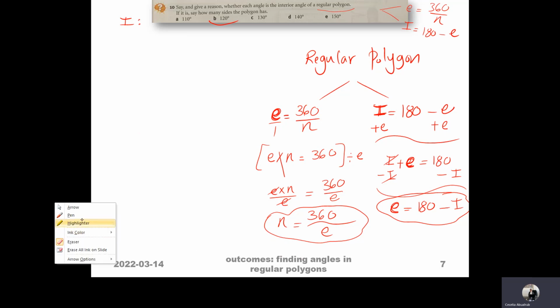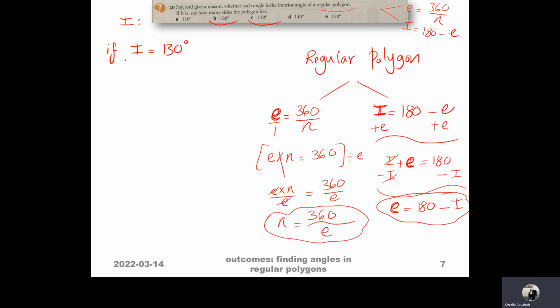All right, and let's do the 130 now. So if I is equal to 130 degrees, then we can find E is equal to 180 minus I. This is the formula. So E is equal to 180 minus 130. So E will come down to 50 degrees. And then we are going to find the number of sides by using the formula N is equal to 360 over E.